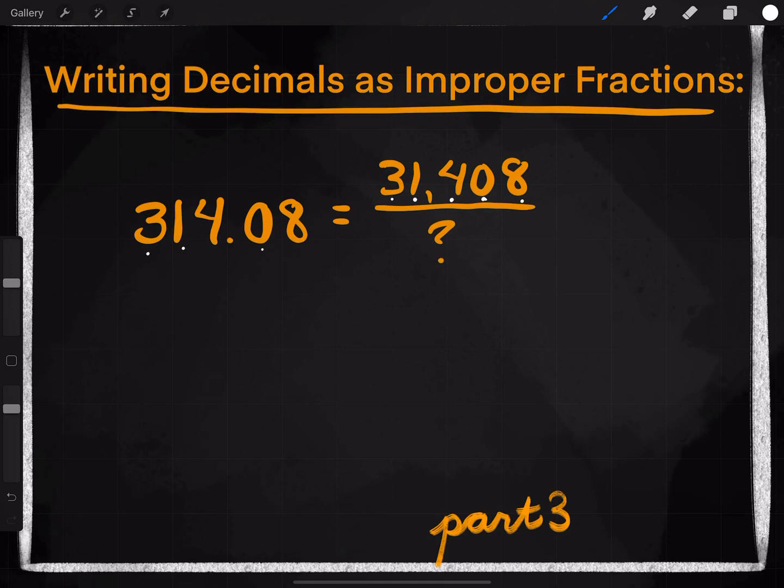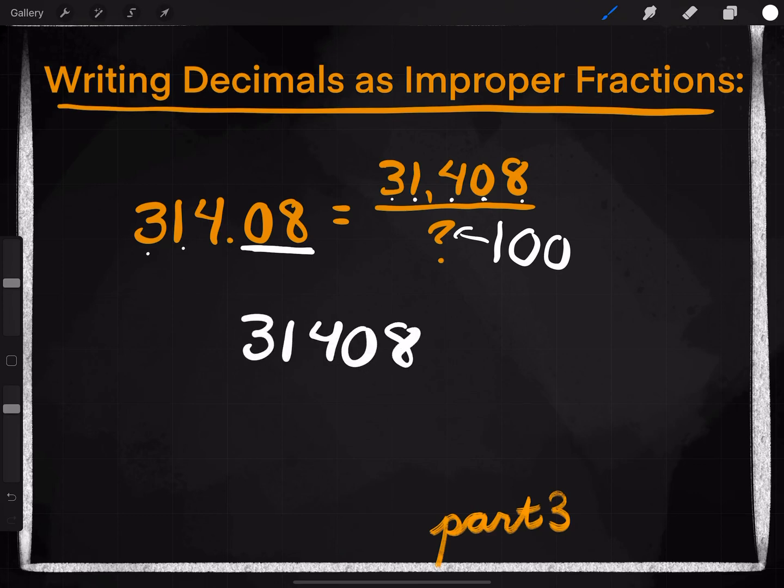Now we have to decide what goes in the bottom of our fraction. Well, we see that there are 2 digits here after the decimal point. So that means there's going to be 2 zeros in our answer. So there we are, left with 100. So we'll end up with 31408 over 100.